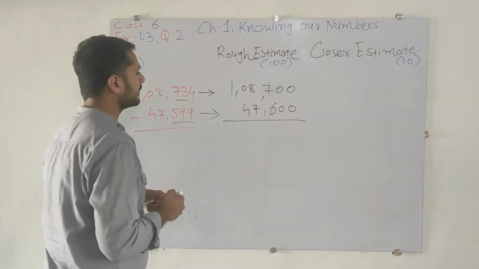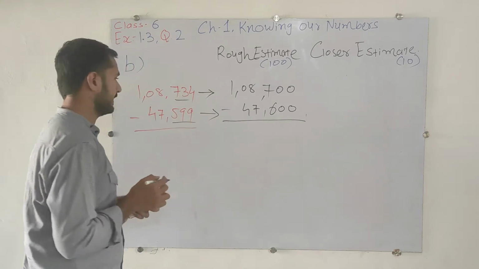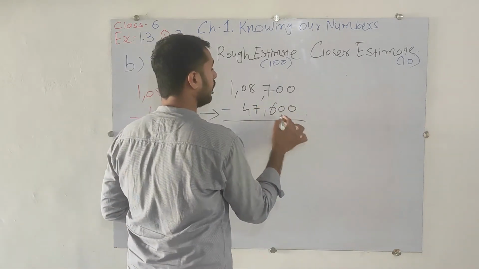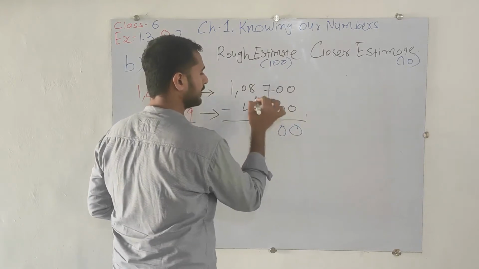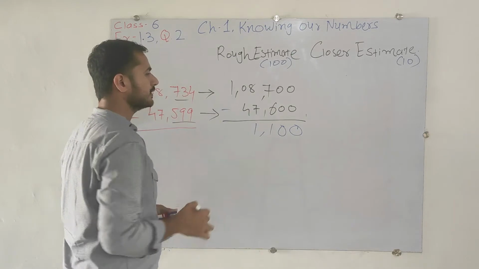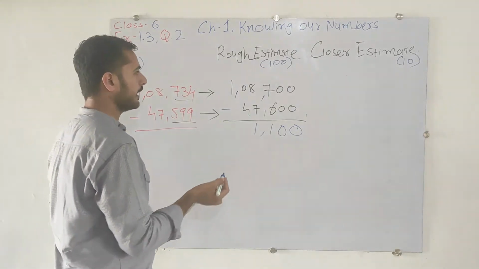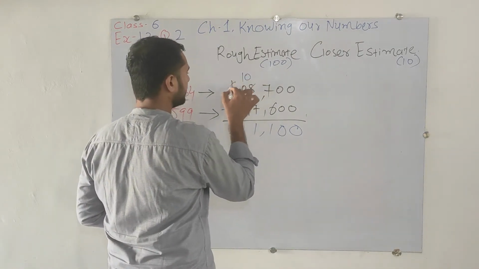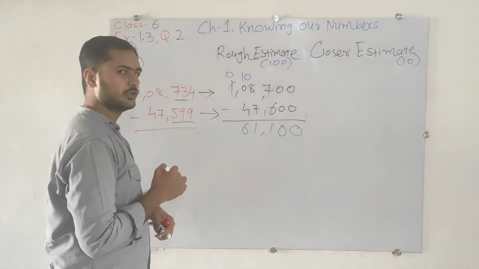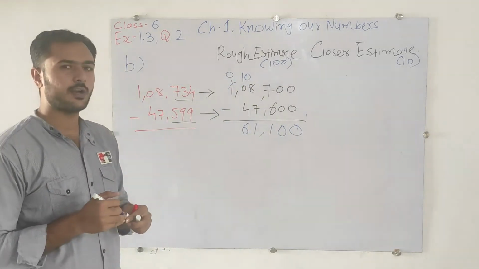So let's follow the subtraction process, as given in the question. 0 minus 0 is 0. 0 minus 0 is 0. 7 minus 6 is 1. 8 minus 7 is 1. 0 minus 4 is not possible, so I am going to take 10, and here that will be 0. 10 minus 4 is 6. So the answer is 61,100.